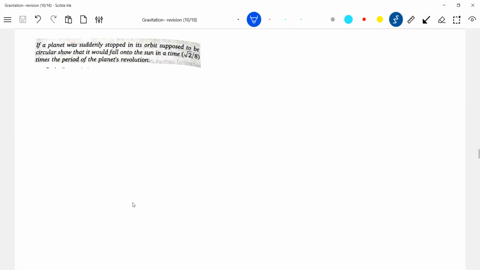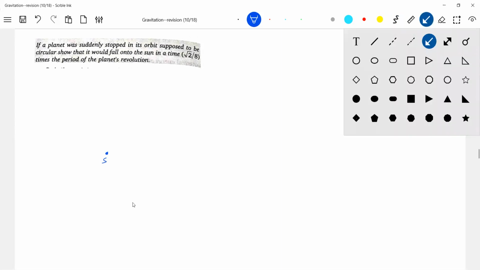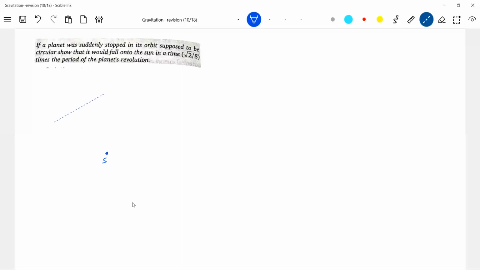So basically, we'll begin like this. This is the sun. Initially it was revolving in a circular orbit. It was moving and suddenly it stopped here. Now, what is the time it will take to fall into the sun?